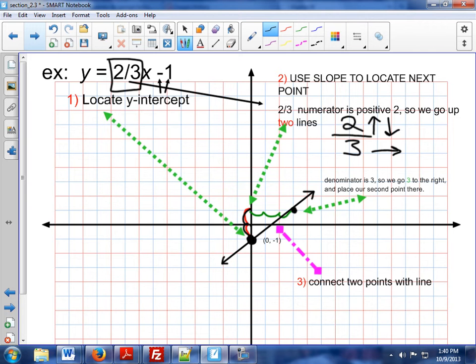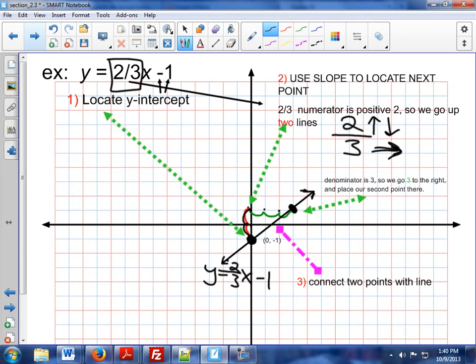That's what this represents. Once we're there, we do not put a point there. We just go over 3: 1, 2, 3. Now we connect the two dots with a line. The last thing we should do is what? Label it: y equals 2/3 x minus 1.